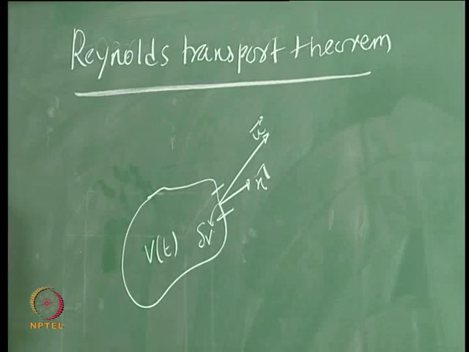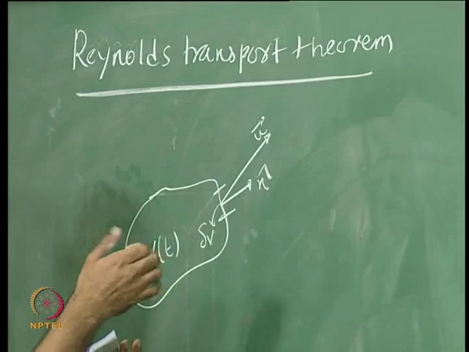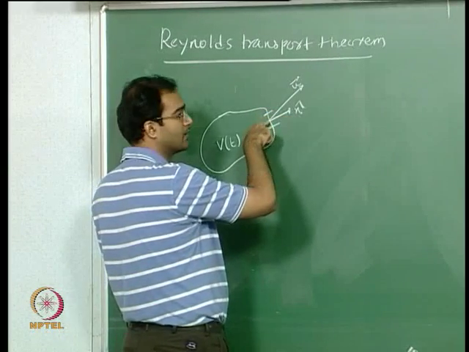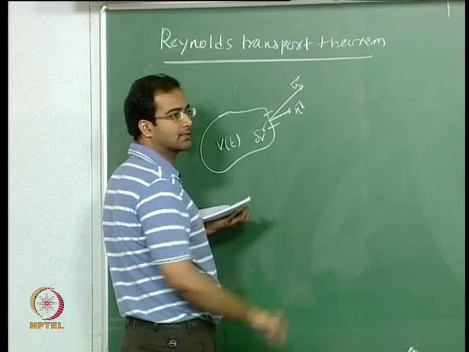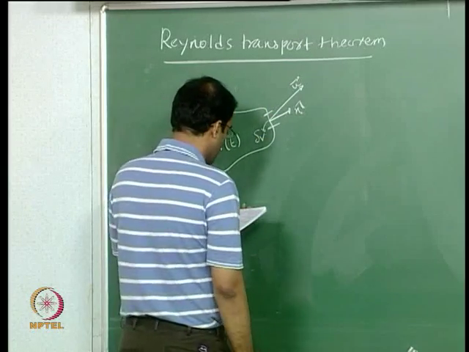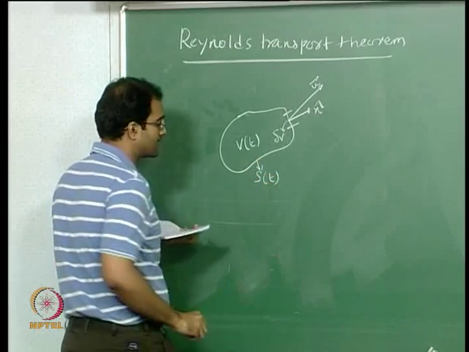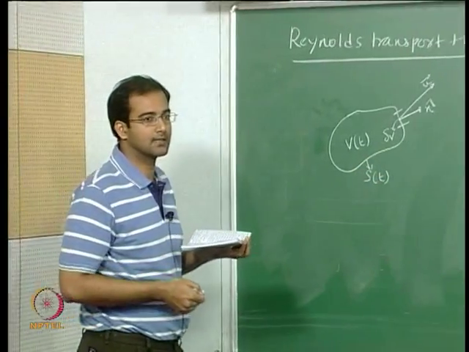Okay, so this control volume is actually moving. If you take a differential amount of volume, you draw the surface normal and you see the velocity is pointing in some direction. Now the surface of this is S, given some value S at this time t.